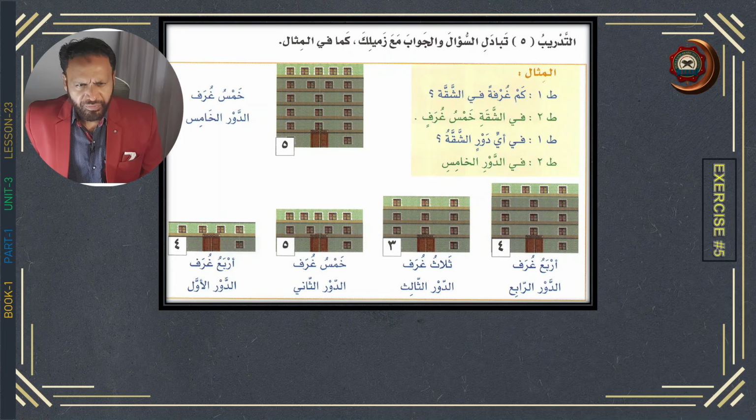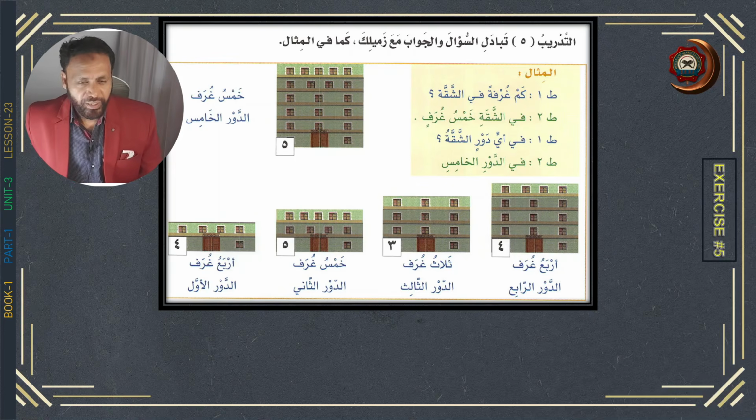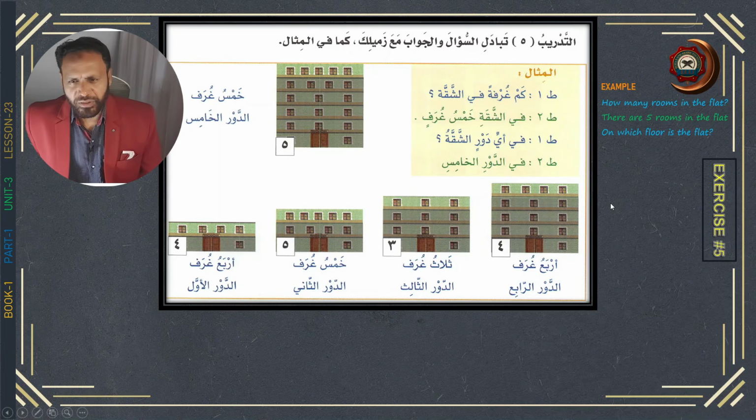Fi shakkati khamsu ghurafin. Then again the question comes, fi ayyi dawrin ash-shakka? In which level, in which floor is the flat? On which floor is the flat? In Arabic we say fi, English is on, not in. The response comes, fi dawri al-khamis. In the 5th floor, on the 5th floor. Khamis from khamsa. So fi dawril khamis, on the 5th floor.